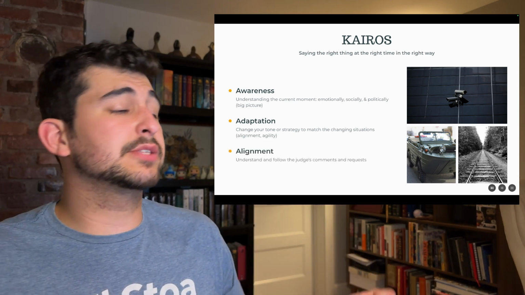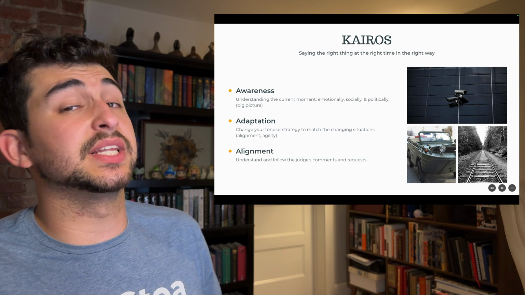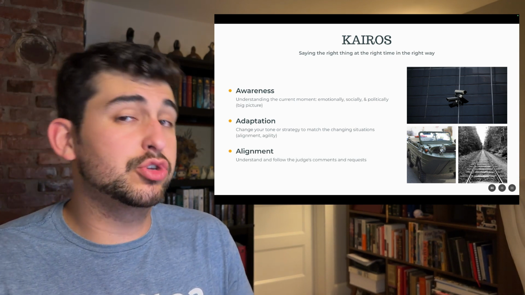And that's actually the last part of kairos, which is alignment. So you'll see the railroad tracks here.